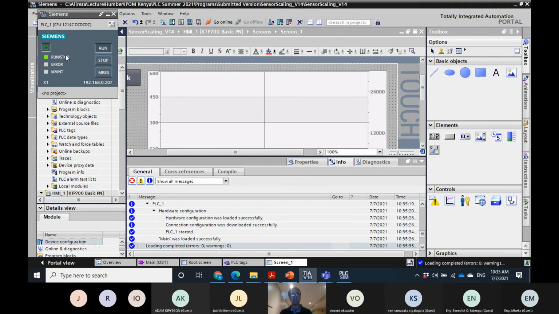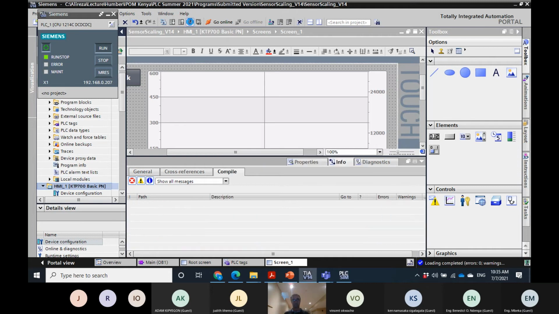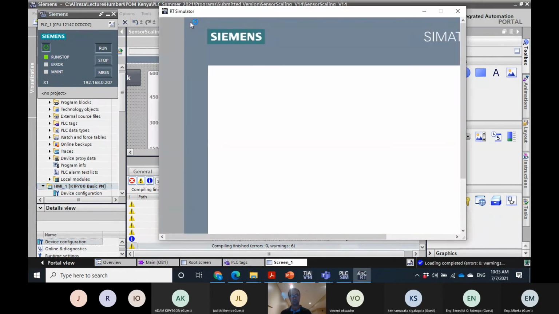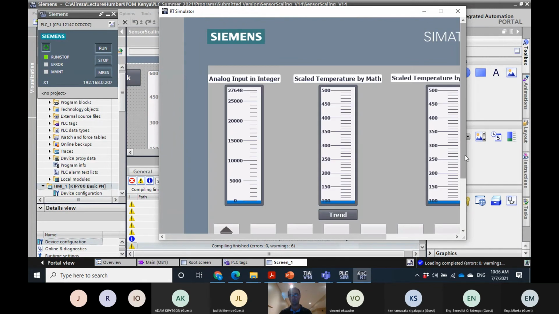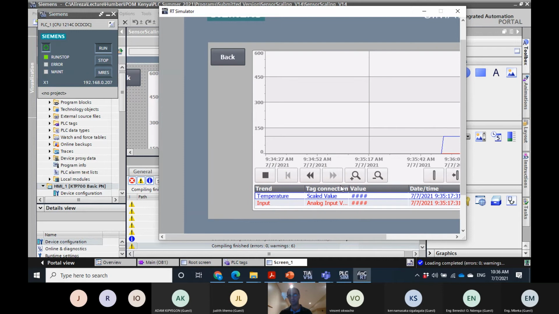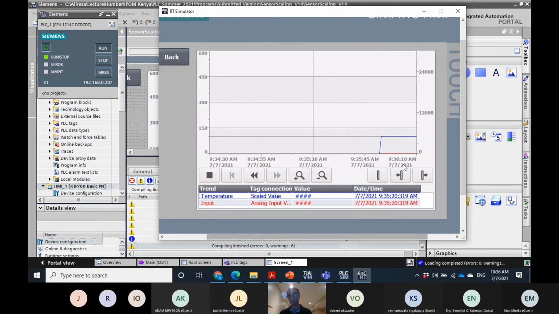Okay, so this is the PLC, and regarding the HMI, let's select the HMI and then simulate the HMI. Okay, this is the HMI. And if you click on this trend, okay, the trend opens. The trend shows the value during the time. Okay, we'll look at that again.